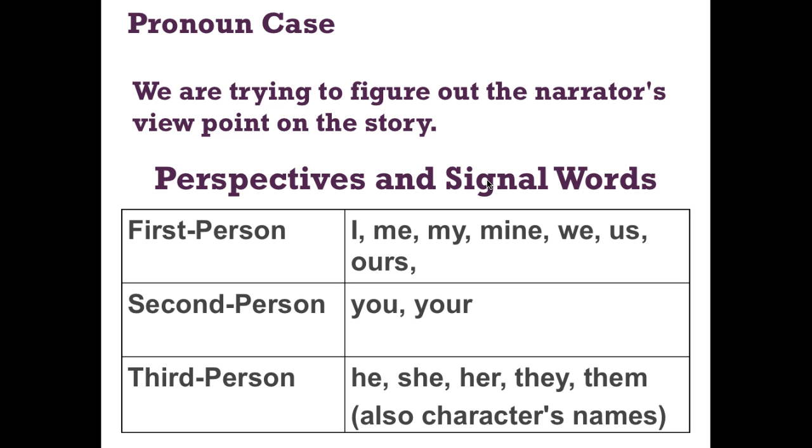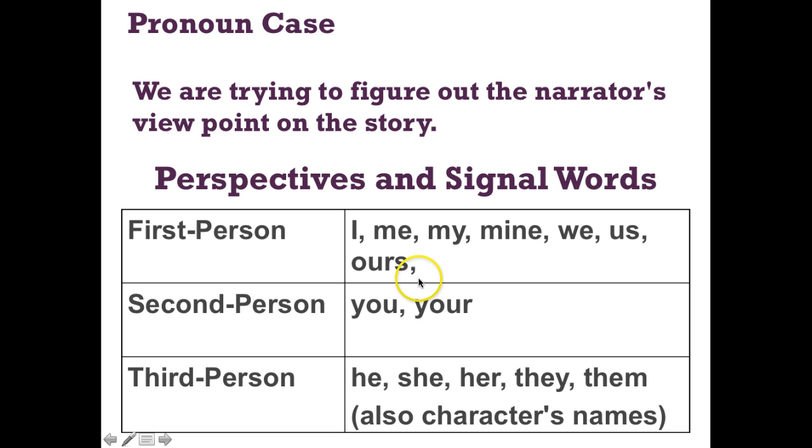When you're trying to figure out the narrator of a story and their viewpoint, here are some words that you want to look for within the narration. First person usually says things like I, me, my, mine, we, us, ours. Second person is always you or your. There's really nothing else that it can be. And then third person is he, she, her, they, them, and also the characters' names. So those are the ways that you can tell.